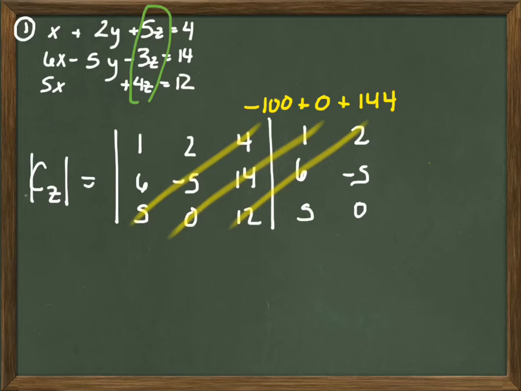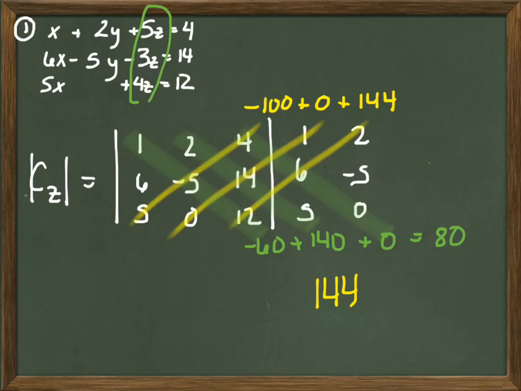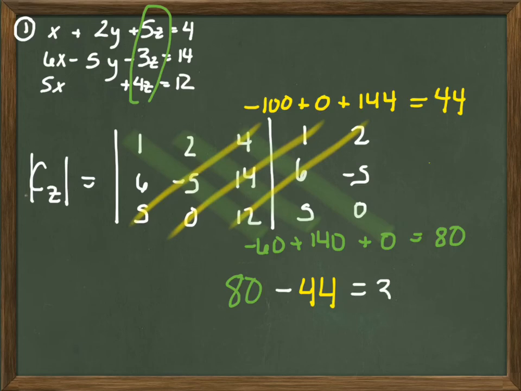Now we're going to go to our downs. And our first down diagonal is here. And that product is going to be a negative 60. The next one is going to be a positive 140. And the last one is the one that has a 0. And so it's 0. So when I combine those, I get a total of 80. So 80 minus that up, which wasn't 144. I don't know why I put the number there. I must have combined those. And that's going to give me a positive 44. And that gives us a 36 for the C of Z determinant.